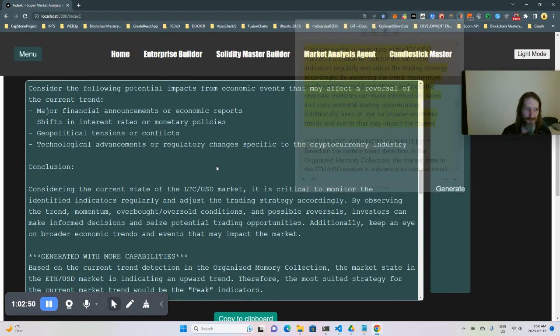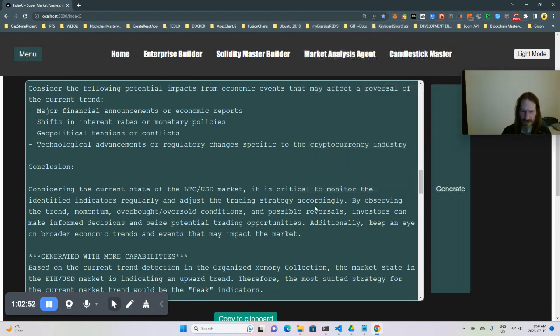It is critical to monitor the identified indicators regularly and adjust the trading strategy accordingly. By observing the trend, momentum, overbought/oversold conditions, and possible reversals, investors can make informed decisions and seize potential trading opportunities. Additionally, keep an eye on, it happens once in a while. Generated with more capabilities.